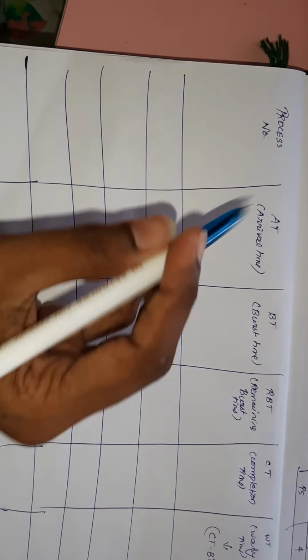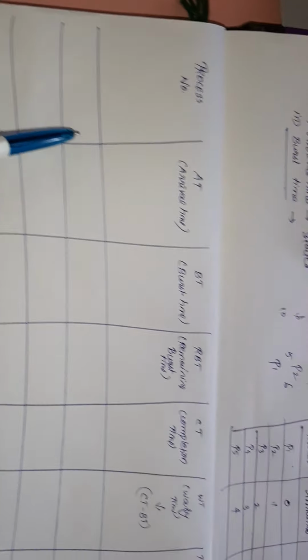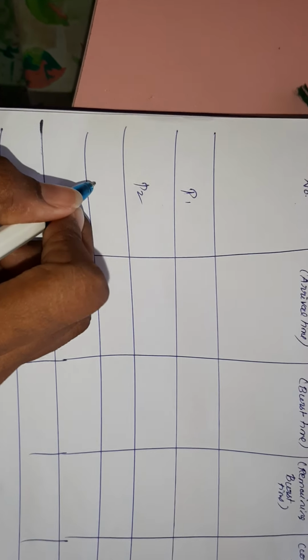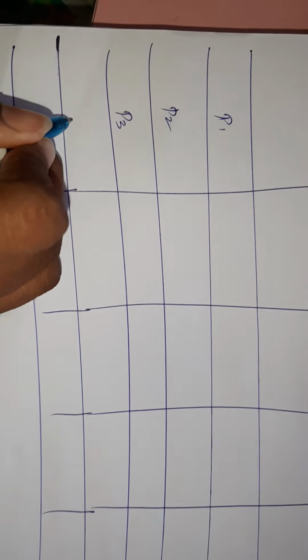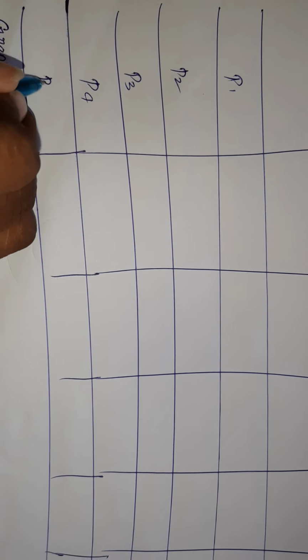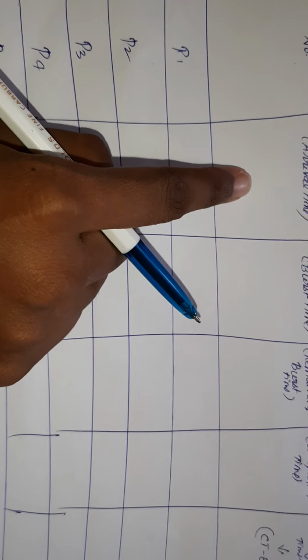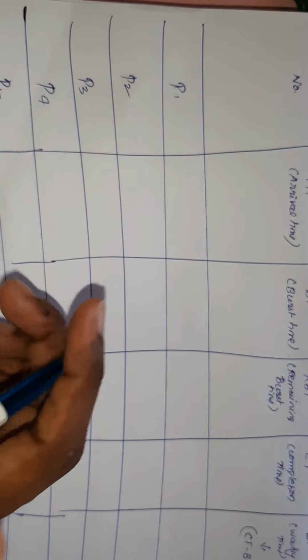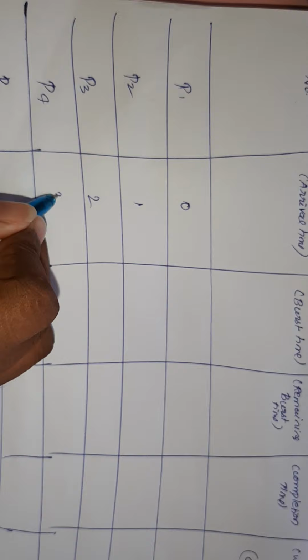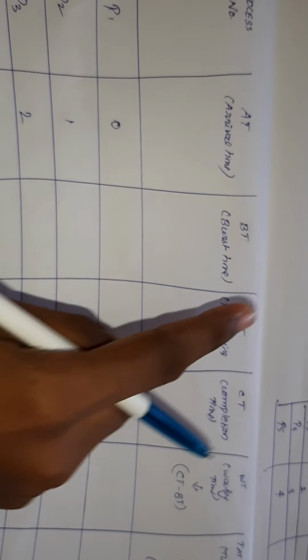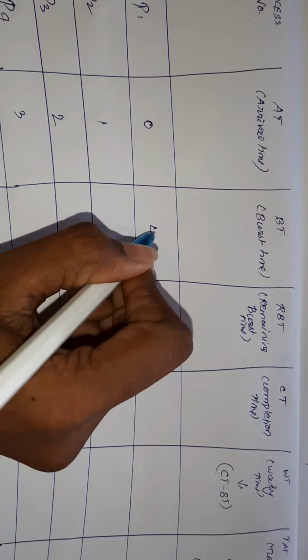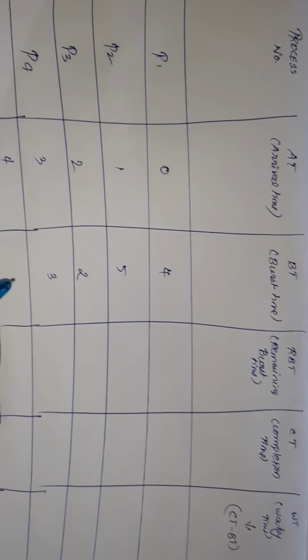What are we going to do here? Process number: how many processes are in the question paper I gave, P1 to P5. Just write it here: P1, P2, P3, P4 and P5. Arrival time: what arrival times did I give? 0, 1, 2, 3, 4, arriving one after the other. Next, burst time: what did they give? 4, 5, 2, 3, 1.